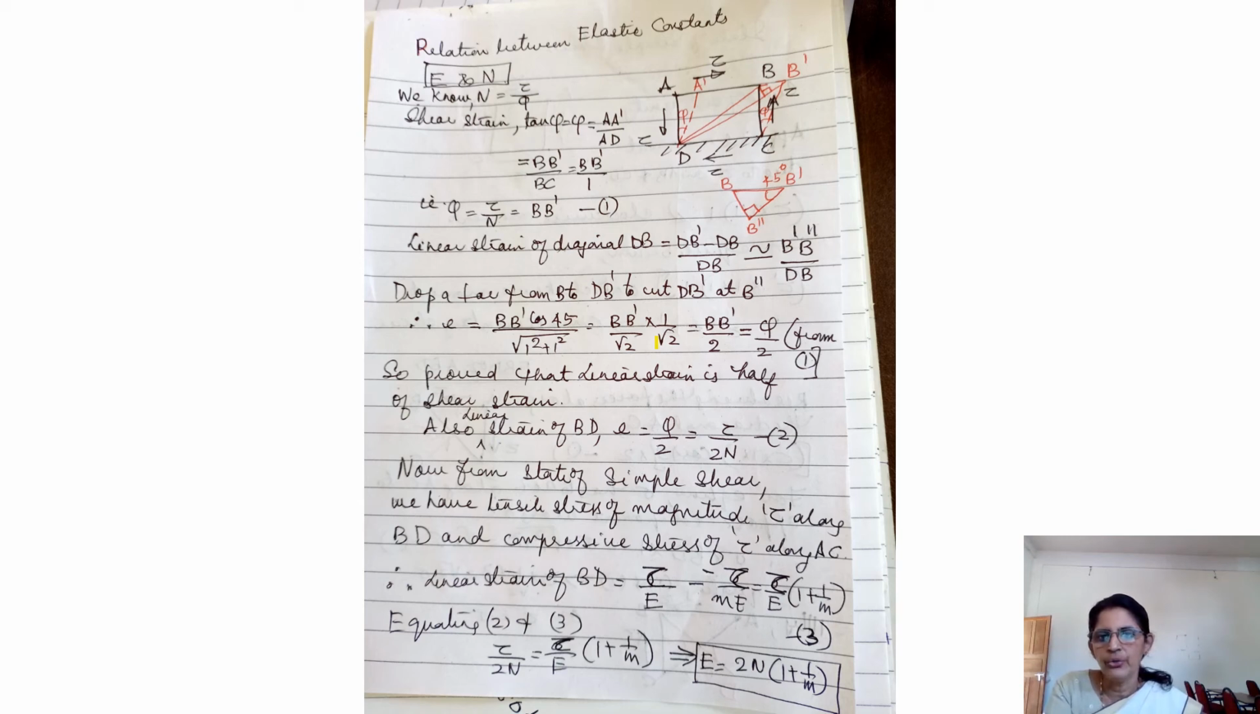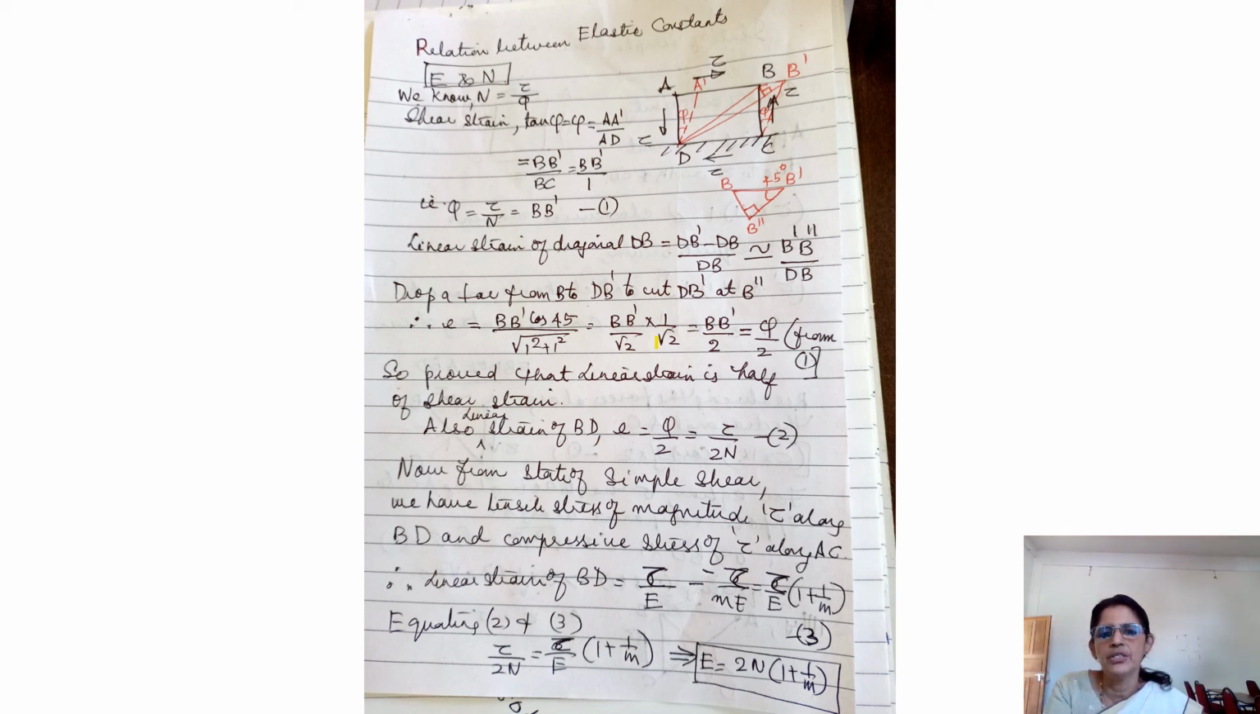So you can see here two negative signs. One negative sign is purposely for lateral strain, because we already know that lateral strain will always be of opposite nature. But in addition to that negative sign, there is another negative sign to imply the compressive stress, because along this diagonal AC there is a compressive stress acting, so it becomes automatically another minus. So you will have minus of minus tau by mE. So taking tau by E outside, you get 1 plus 1 by m. So this is equation number 3. So this is also linear strain of BD in terms of stress.